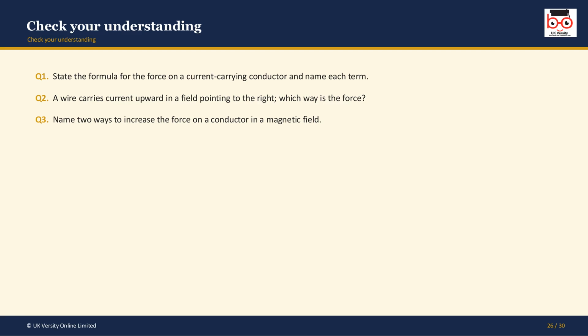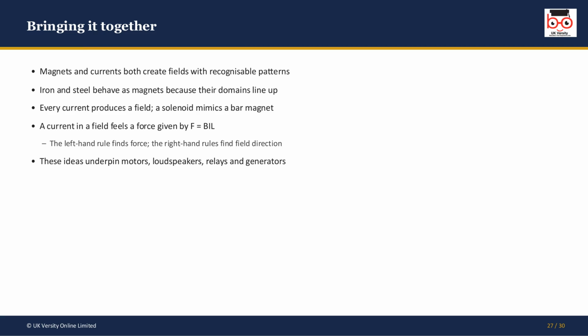Time for a check. Can you state the formula for the force on a current-carrying conductor and name each term? If a wire carries current upward in a field pointing to the right, which way is the force? And can you name 2 ways to increase the force on a conductor in a magnetic field? Give those a try.